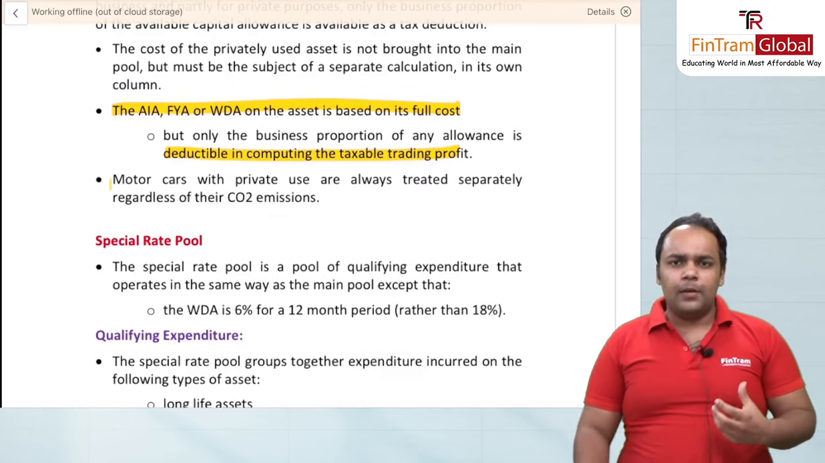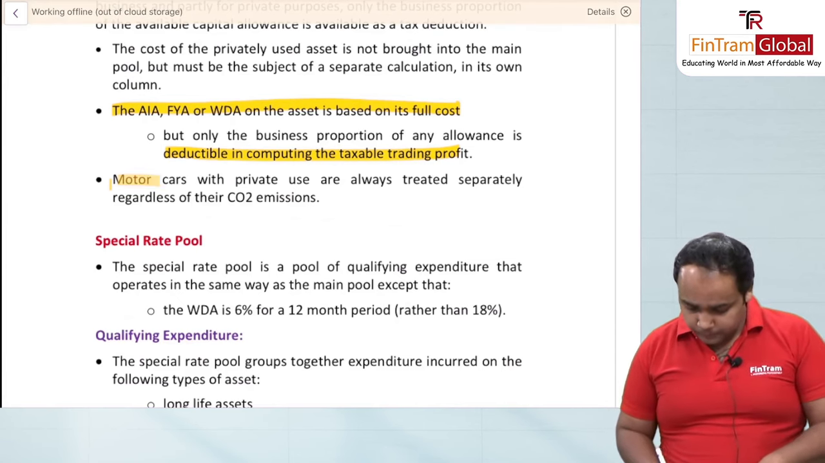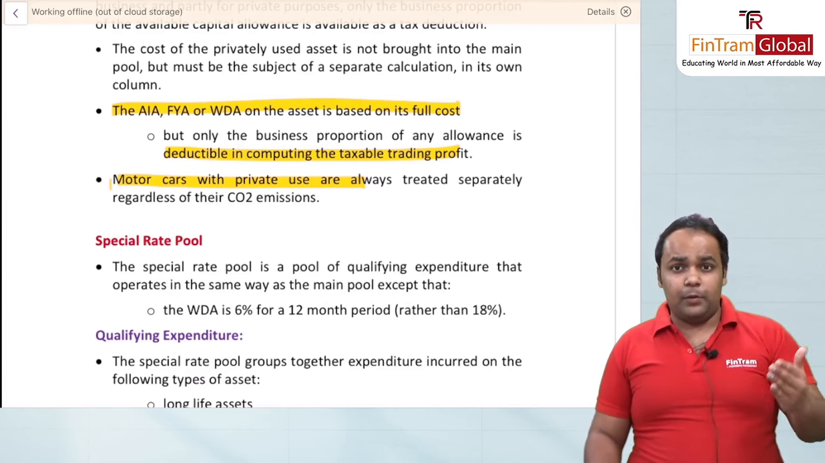And most of the private use assets that you will encounter in the exam would be motor cars with private use. So, be cognizant of that when you're reading a question.